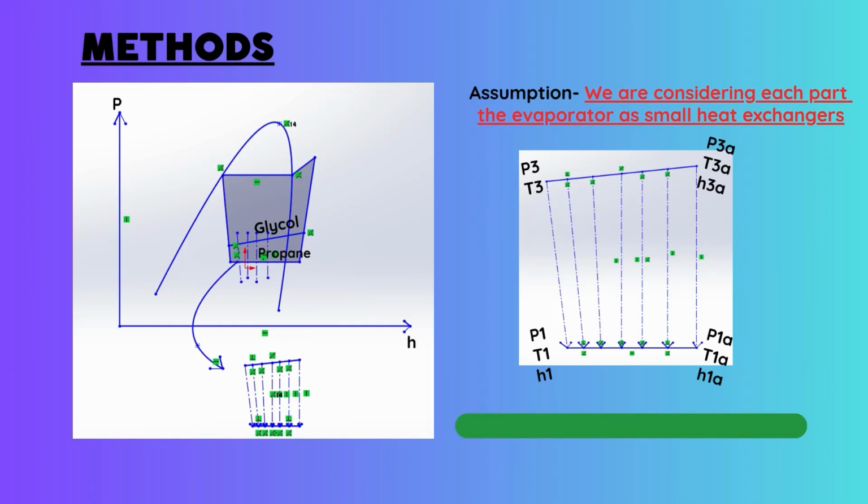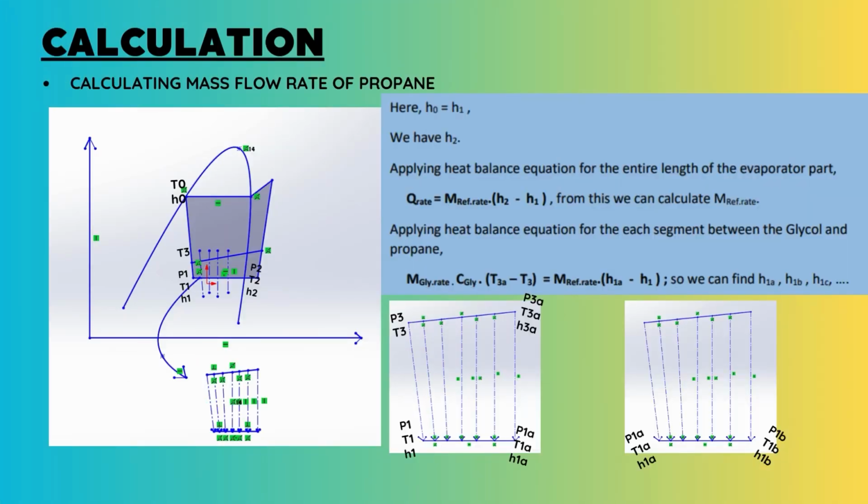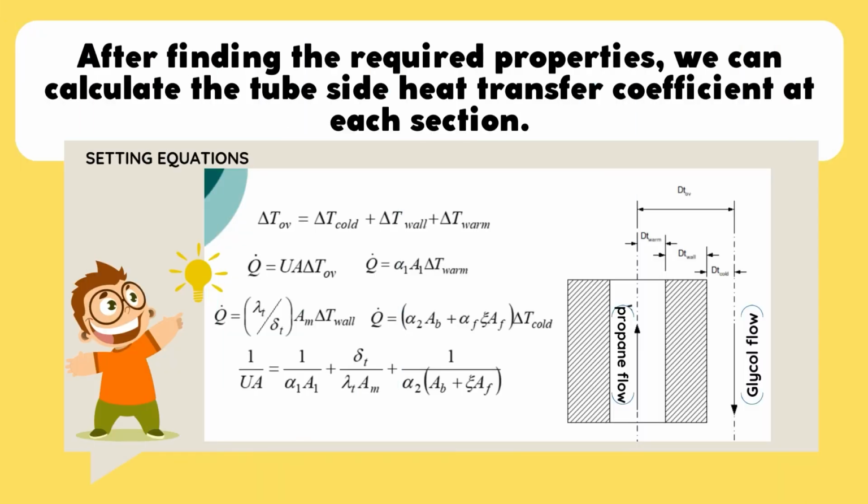When we talk about the methodology, we use the pH diagrams to establish the relationship between glycol and propane. Here, we consider each small part along the evaporator as a small heat exchanger. Then, we can perform calculations for the propane. In the calculations part, we attempt to determine the mass flow rate of the propane using the heat balance equation provided below. Afterward, we can obtain the relevant enthalpy values for the propane.